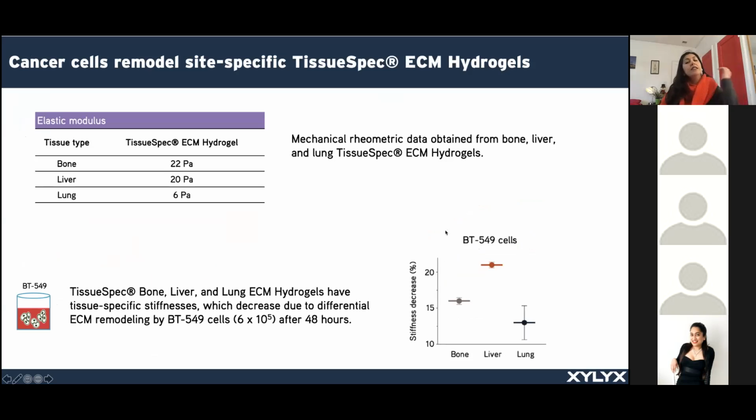So regarding the cell-ECM interaction that I also mentioned at the beginning, it is important to understand how the cells mechanically interact with these bone, liver, and lung hydrogels. We observe here the mechanical rheometry data that we obtained with the hydrogels. In this case, we resuspended these BT549 cells, so we embedded them in the hydrogels. And then we analyzed the stiffness decrease in percentage, how these hydrogels change when they are in the presence of cells. And you can see in the graph how this data supports the ability of these cells to mechanically interact with their surrounding matrix, and also how the cells respond to each hydrogel differently.